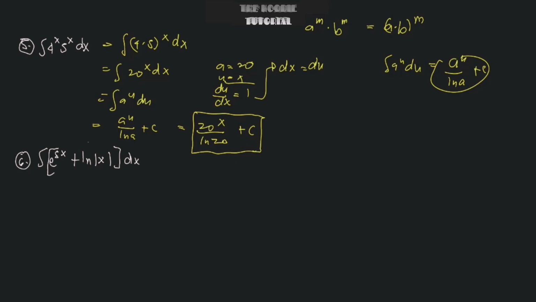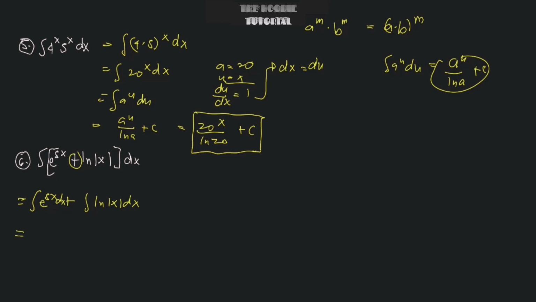So let's go and answer number 6, our last problem. So let's put equals right here. Since we have two terms separated by addition, we can now evaluate each term. That would become the integration of e raised to 5x plus the integration of ln x. Never forget dx. That is very useful whenever we have an integration symbol. So let's go and integrate this.